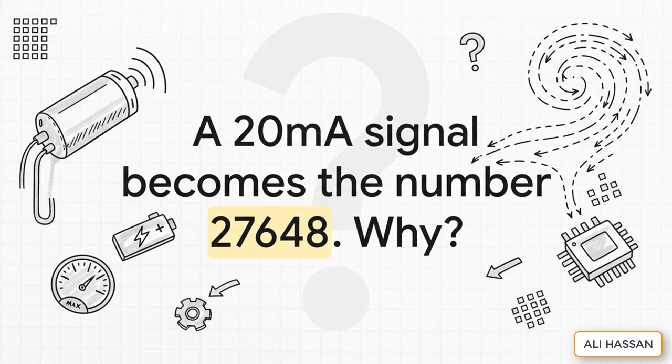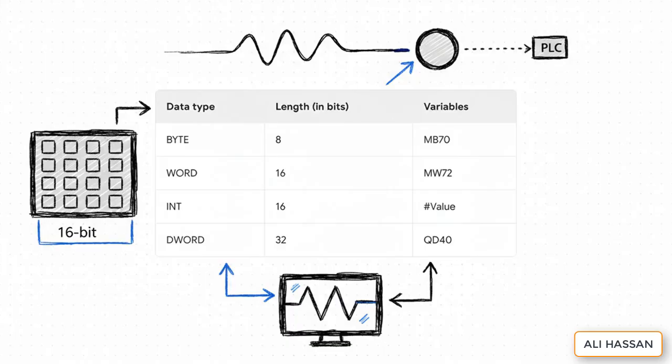Inside the computer, it all becomes the integer 27,648. But why that? Why not a nice round number like 1,000 or 10,000? Well, it turns out there's a very, very clever reason for it. So, first, a little bit of context. Computers use different sized boxes, you could say, to store numbers. For our signal, the PLC uses what's called a 16-bit integer, or an INT.